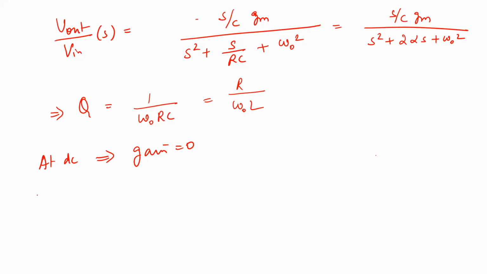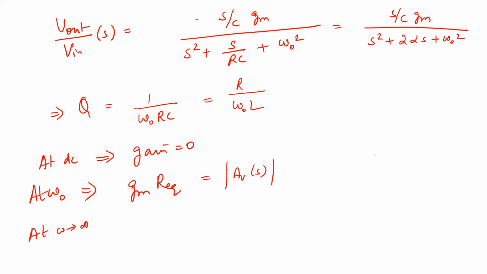And the gain at omega naught, what happens to the gain? Gain is basically given by... so what happens to this parallel network? You only have R equivalent. So gM times R equivalent becomes the magnitude of the gain, equal to gM times R equivalent. And at omega tending to infinity, again the gain tends to 0.